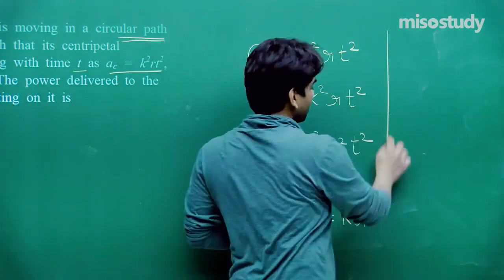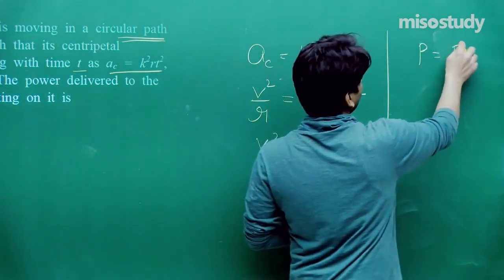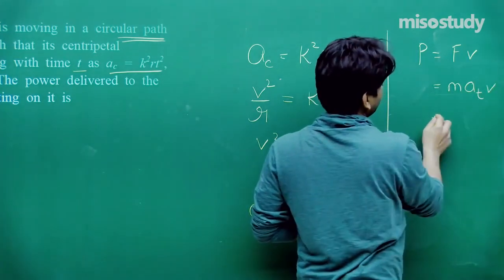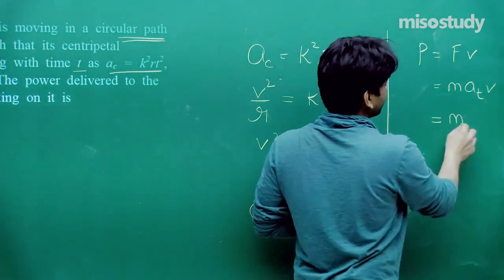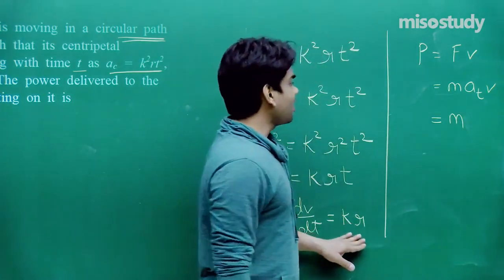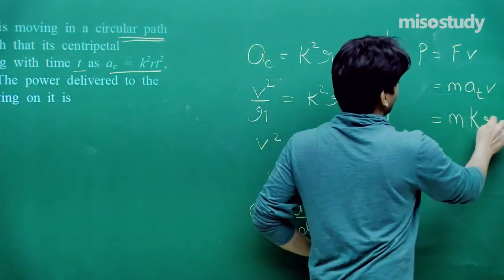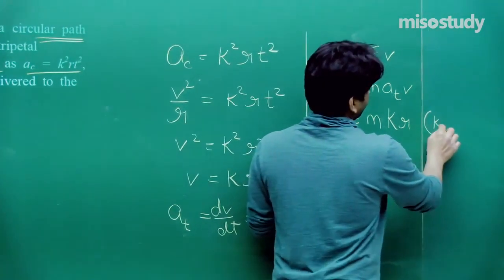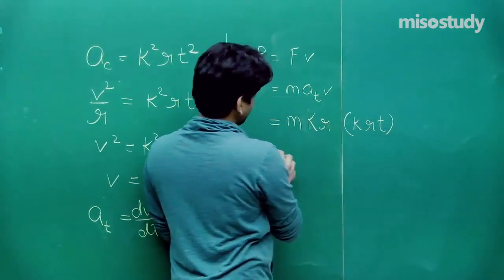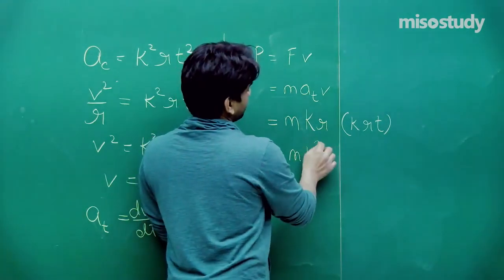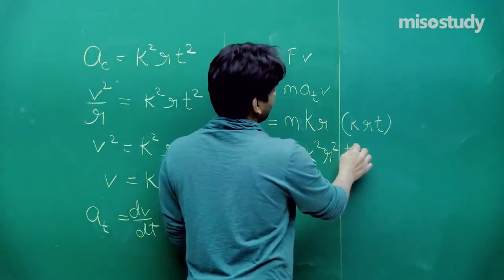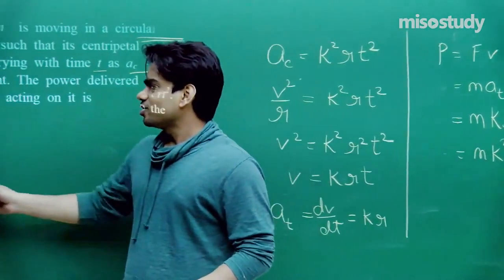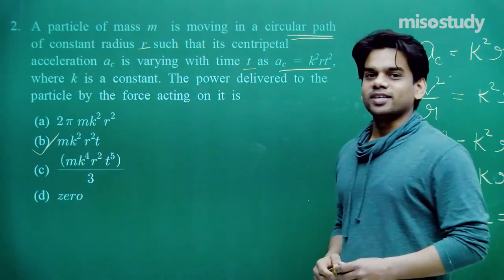The power delivered is equal to force into velocity, that is mass into tangential acceleration into velocity. Mass is m, tangential acceleration is k r, and velocity v is k r t. This will be equal to m k square r square t. Looking at the options, the matching one is option number B, m k square r square t.